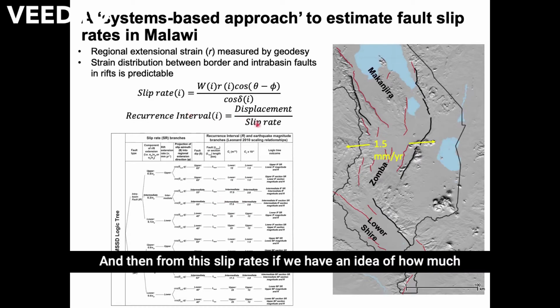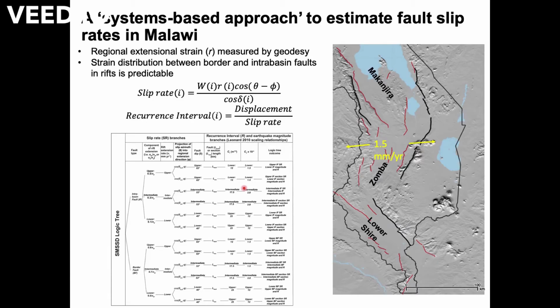From these slip rates, if we have an idea of how much these faults slip in an earthquake, which we're going to estimate using the Leonard 2010 equations between fault length and single event displacement, then we can get an idea of a recurrence interval. Again, because we think these faults tend to be segmented in Malawi, we're doing these calculations for a rupture that considers the whole fault rupturing, or the fault rupturing in these smaller individual sections.